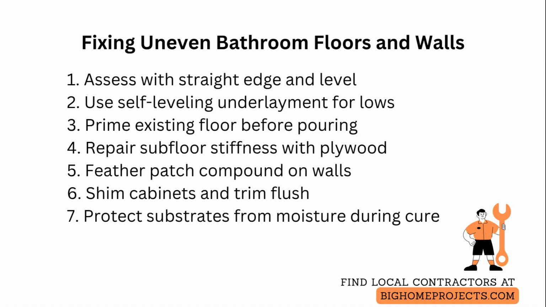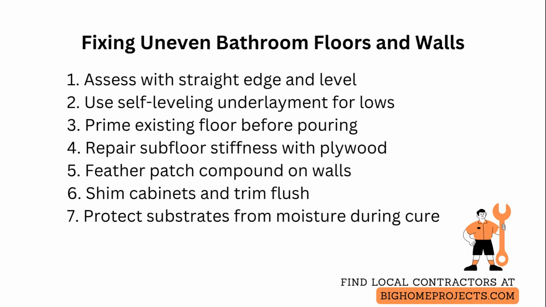For wall irregularities, feather a polymer modified setting compound in thin coats for dents and hollows, and use a fast setting patch for deeper voids. For large planar errors, consider installing a cement board or glass mat gypsum board as a new plumb substrate.